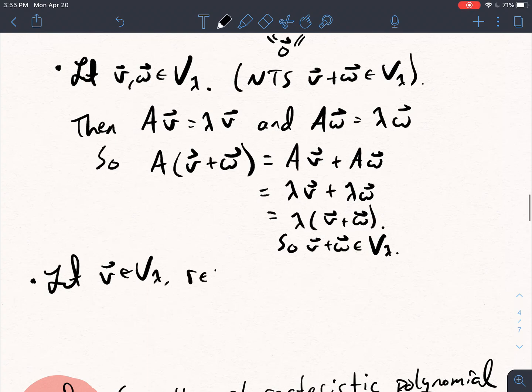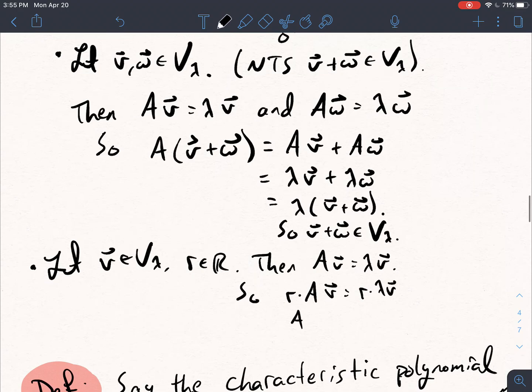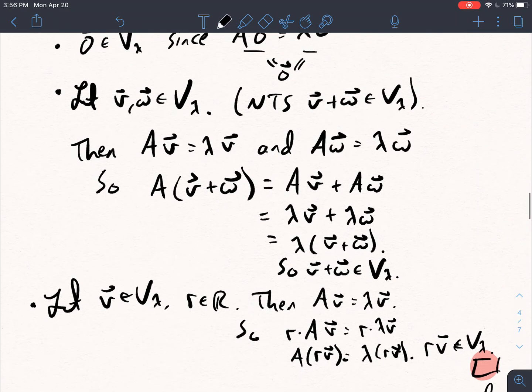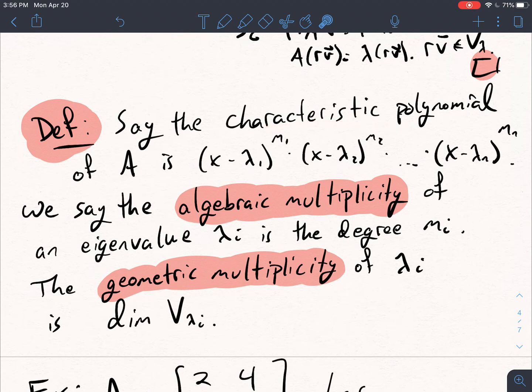And so that's exactly what I needed to show that v plus w is in V lambda. And then you could do the same thing to show closure under scalar multiplication. Let v be in V lambda and r be in R. Then Av equals lambda v. And so r times Av is equal to r times lambda v. And then this tells me that A times rv is equal to lambda times rv. And then that would tell me that rv is in V lambda as well. And that's it. I'm not leaving myself enough space here, but whatever. So yeah, that's the proof. Okay, cool. Moving on.